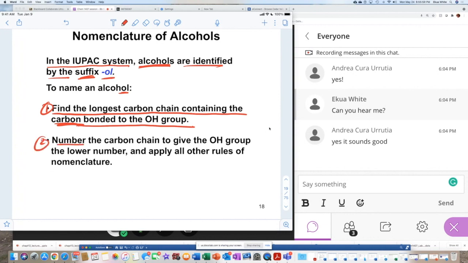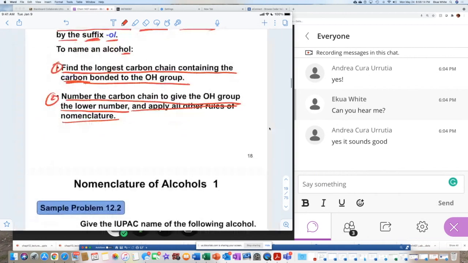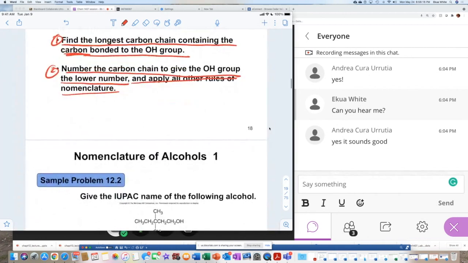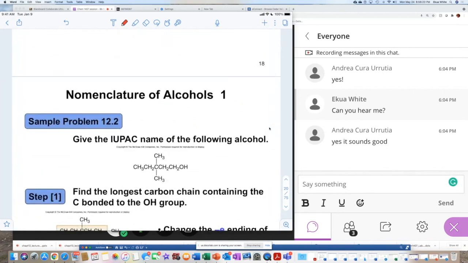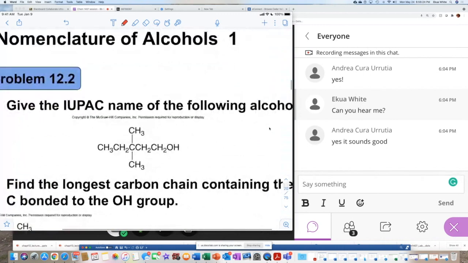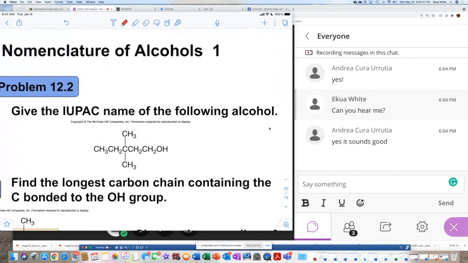Number two, number the carbon chain to give the OH group the lower number. Remember, they try to number the chain so that the side group or the double bond gets the lowest number. That's just what they prefer. And then apply all other rules of nomenclature. They won't even list it. I read things and I'm like, come on, chemist people, stop being so lazy. Anyway, the rest of it applies. Okay, whatever. Let's give the IUPAC name of the following.